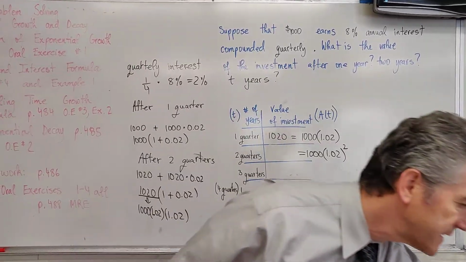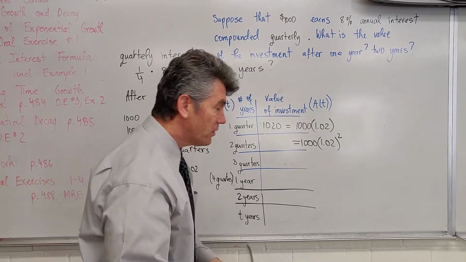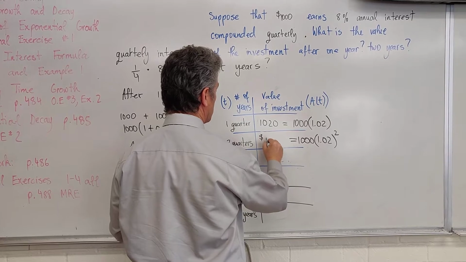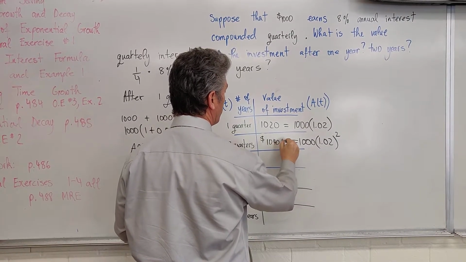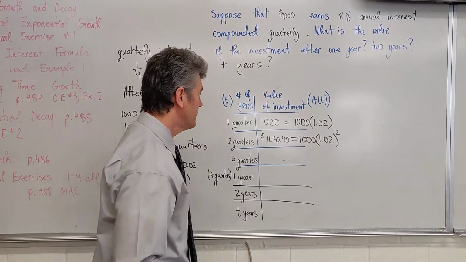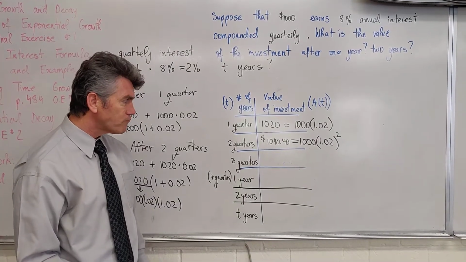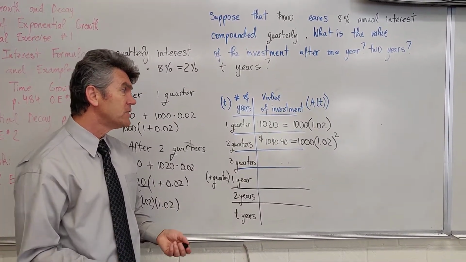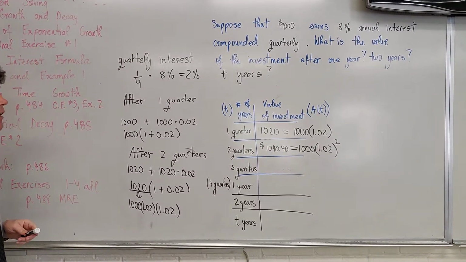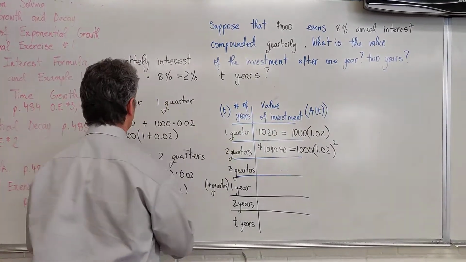If you want to know the exact amount, that would be $1,040.40. Like I said, this is irrelevant. This is the important thing. Can you guess the amount of money that we're going to have after 3 quarters? Look at the pattern. Hopefully you see it and you're able to tell what it is. If you can't tell what it is, it's not a problem. We continue.